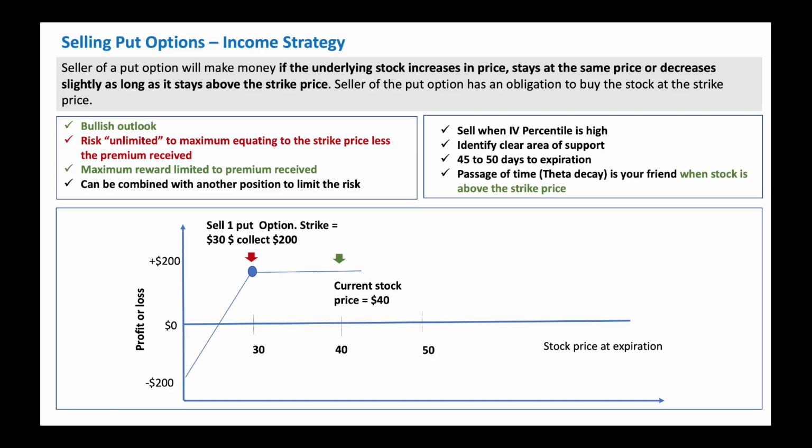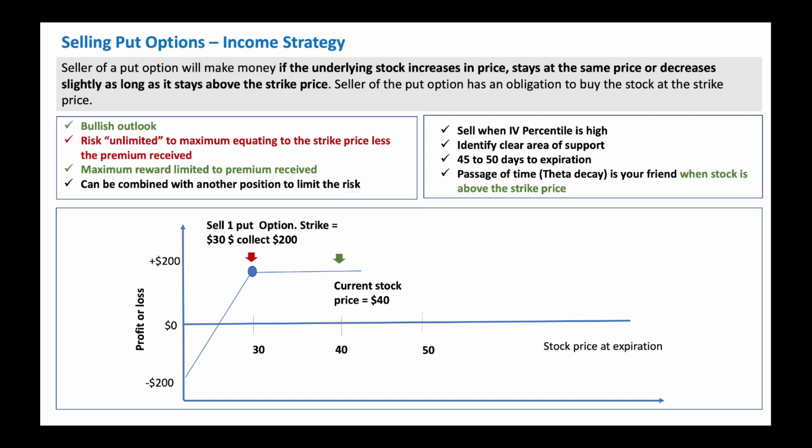And normally we tend to go 45 to 50 days to expiration. If you go beyond 50 days, it's a little risky because anything can happen. That's why you want to limit your time risk. And typically, the passage of time, or theta decay as we call it, is your friend when the stock is above the strike price. But when the stock is below your strike price, passage of time is also your enemy.